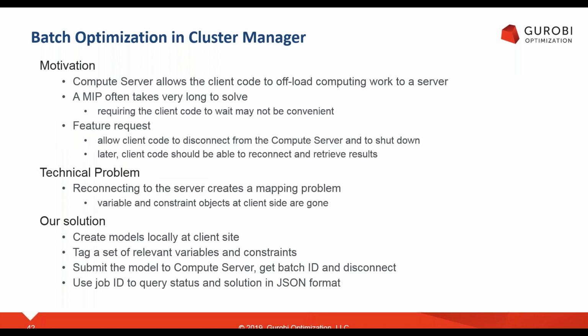So let's come to batch optimization. So why did we do this? So the compute server itself allows the client code to offload computing work to a server. So for example, it would be useful if the server has much more computing power, much more memory and so forth, so that you would put your hard models onto the server to be able to solve them and then get the solution to your client. But even if you have a very powerful server, a mixed integer program solve can often take very long time. And in prior versions, that required the client code to wait until the server comes back and gives you the solution. This may not be that convenient.